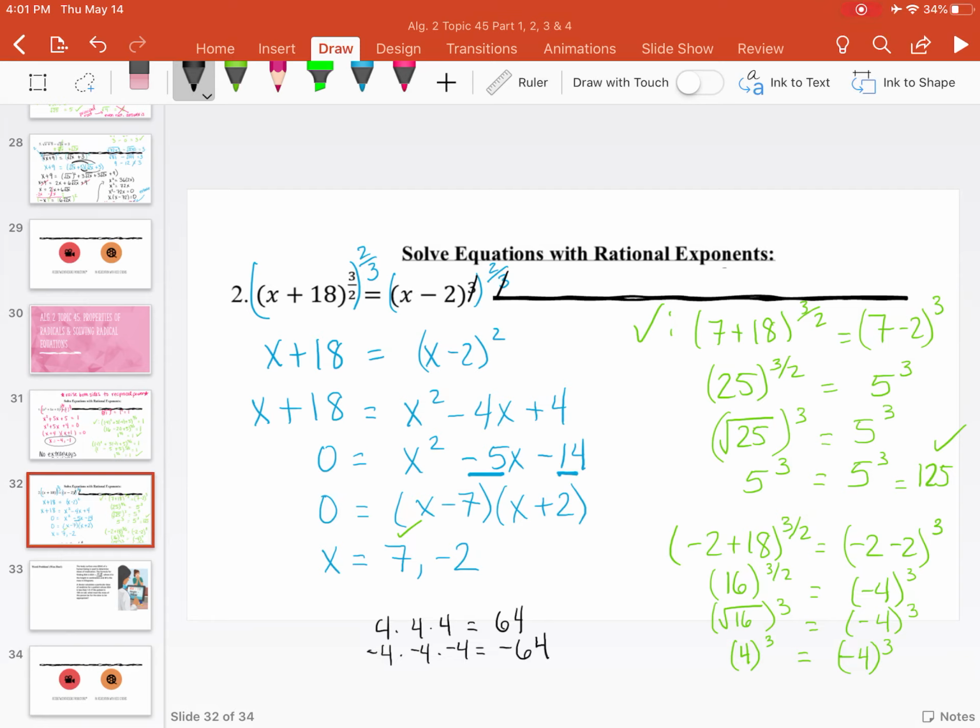So here, negative 2 is extraneous, because 4 cubed does not equal negative 4 cubed.